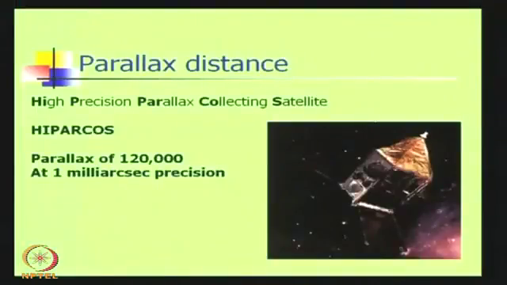In the early 90s there was this satellite called Hipparcos, a high precision parallax collecting satellite. This satellite was launched with the aim of the disk. Star formation is taking place in the disk of our galaxy. The globular clusters are there all over.